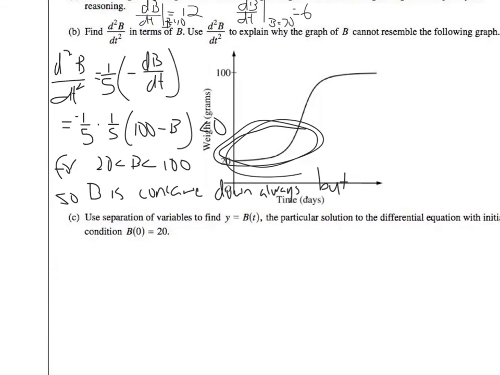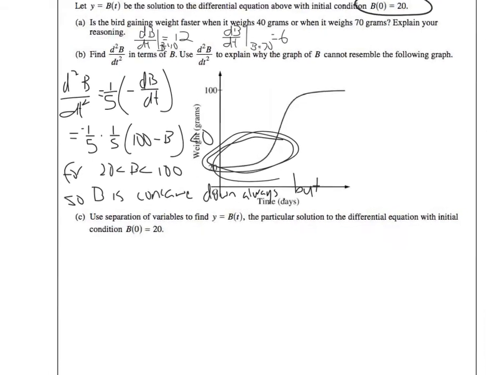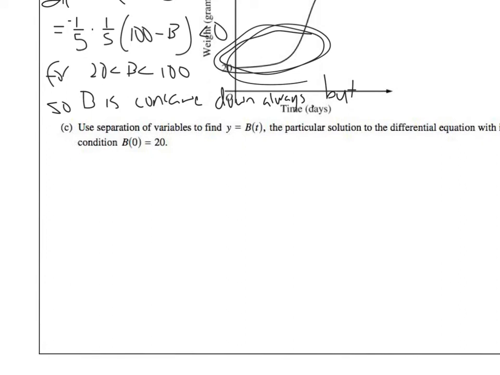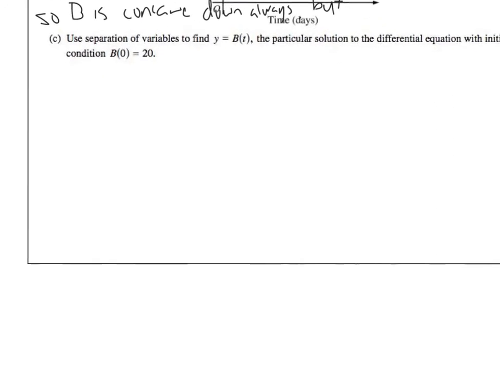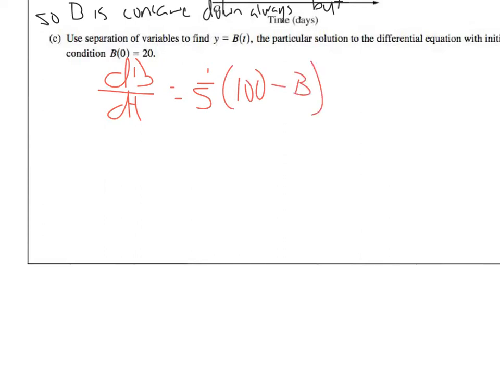Use separation of variables to find b of t. So it was 1/5 times 100 minus b. Ooh, I know where our problem's going to be. So dB/dt is 1/5 times 100 minus b. That minus is going to be a problem. So first step is separate the variables. So dB, dividing by 100 minus b, equals 1/5 dt. We have separated the variables. Now we must integrate.